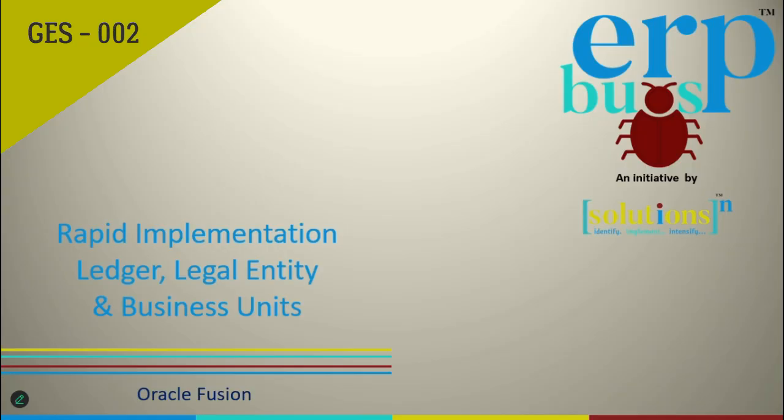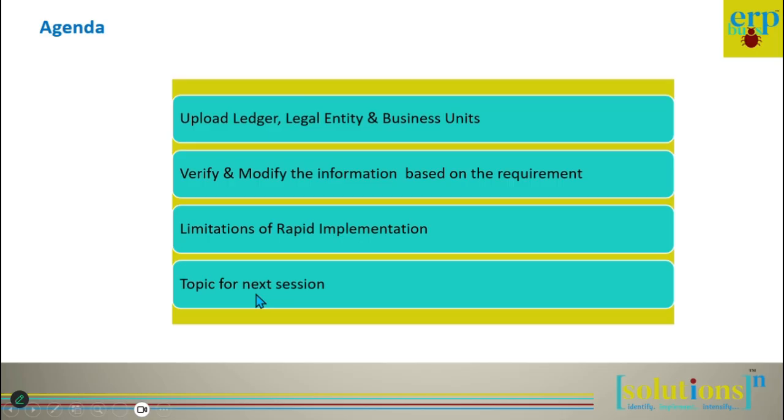The process is the same, but the validation or verification process is a little different because it is going beyond the financial structure information. So we will upload the ledger, legal entity, business unit through the file called financial common entities detail. Then we will verify the information in the application after the file gets loaded. Then we will discuss some of the limitations of rapid implementation. Then we'll discuss what topic we have next.